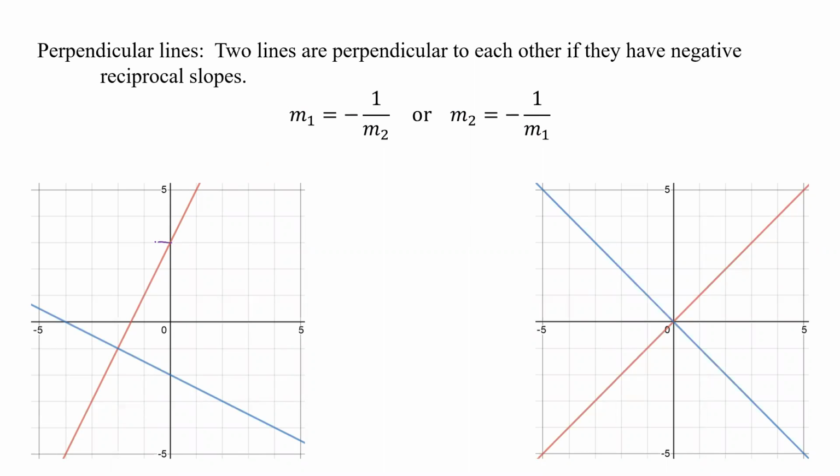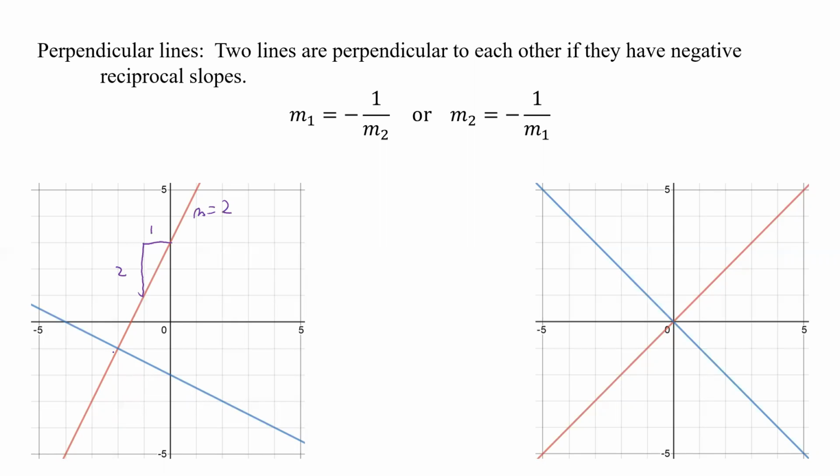So here we can go over 1, down 2. So this is up 2 over 1. So our slope here is equal to 2 again. Well, what about this one? Here, it looks like we're going to go down 1 over 2. So it's going to be a negative 1, and here it's going to be a 2. So our slope here is equal to a negative 1/2. Well, does that fit this here? Well, 2 and negative 1 over 2. So yes, it is the negative reciprocal.